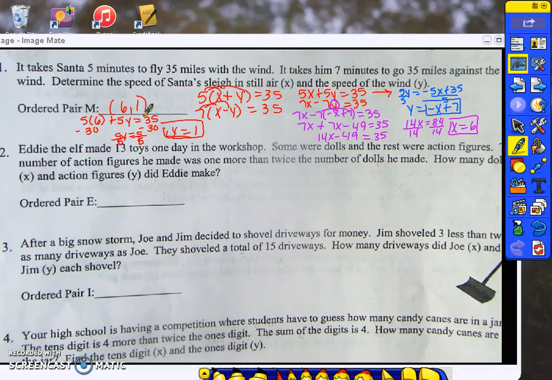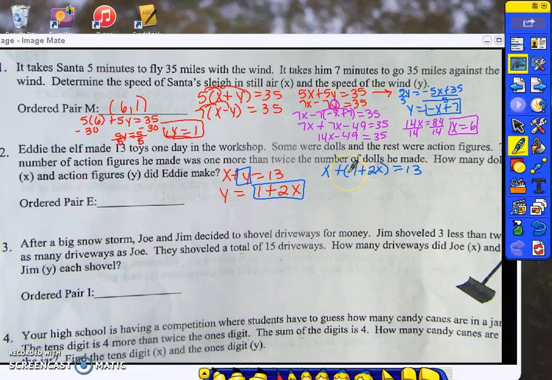Label it Y. Eddie the Chef made 13 toys one day in the workshop. Some were dolls, the rest were action figures. So x plus y equals 13. The number of action figures he made, which is y, was 1 more than twice the number of dolls. I'm going to take what y is equal to, plug it in for y in the other equation. x plus y, which is 1 plus 2x, equals 13.